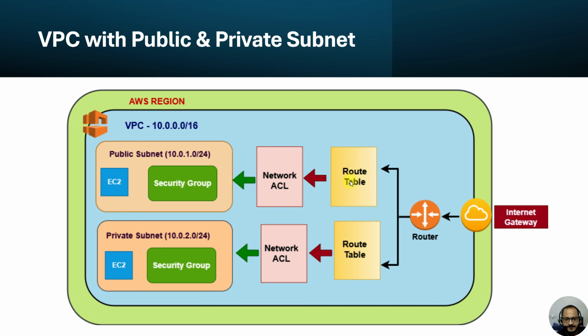Then we have a route table. For now, just understand the structure here. We'll go over each of the components in more detail in coming videos. Then we have a route table here, which basically defines how your traffic will route. Then we have the router. Then we have the internet gateway.